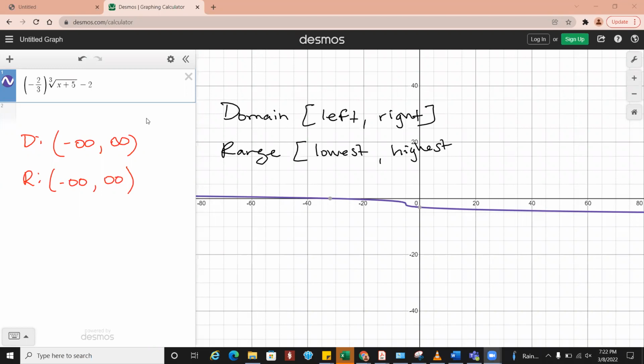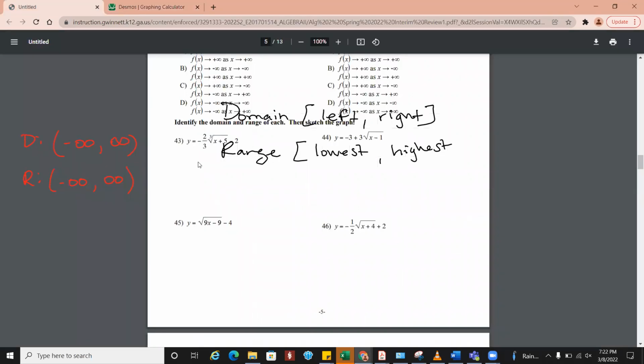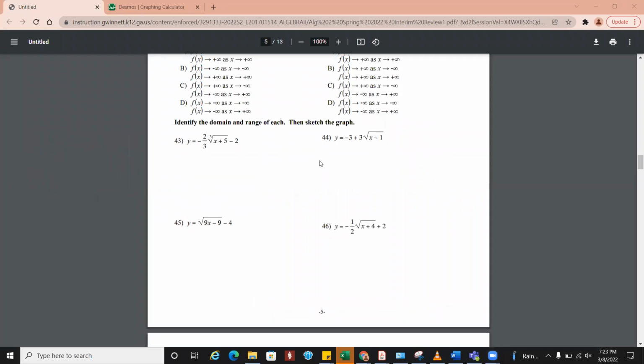Okay. And that was on number 43. Now, when it says sketch a graph, you're not going to be asked to sketch a graph on the test, but you just want to give kind of like a rough little sketch, nothing crazy. Okay, I've got a request for 27. So going back up to 27.